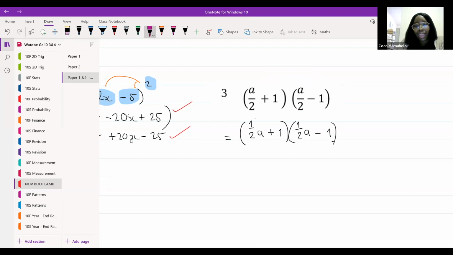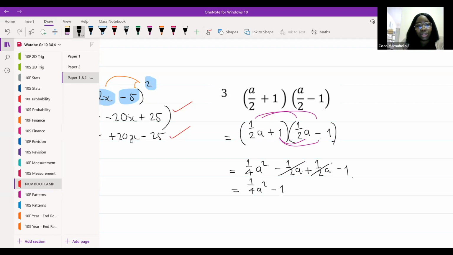Now I know that a half times a half is going to give us a quarter, and a times a will give us a squared. Then I'm going to get a half a multiplied by -1, that's negative a half a. At the bottom, 1 times a half a will give us positive a half a, and the last one, 1 times -1 will give us -1. Now negative a half a plus a half a will cancel, and then we've got a quarter a squared minus 1 left.